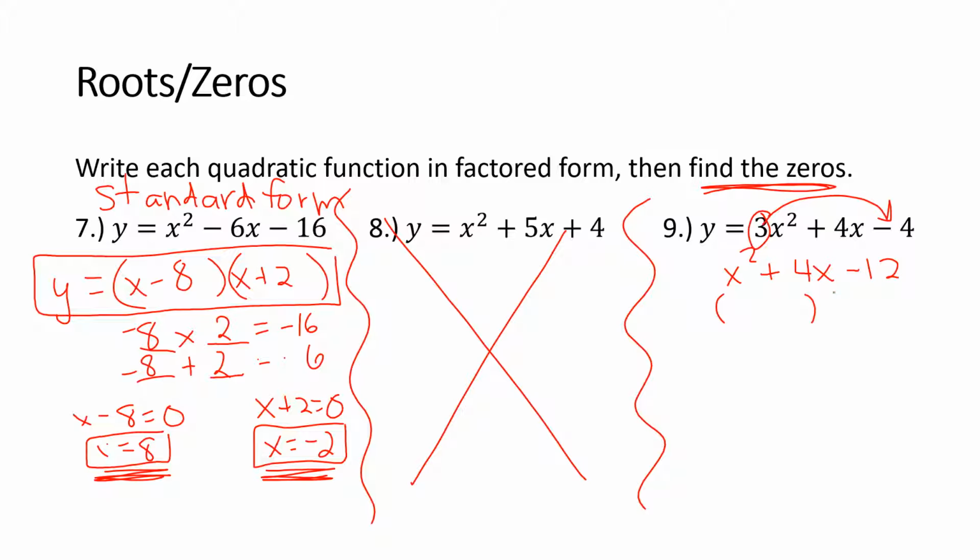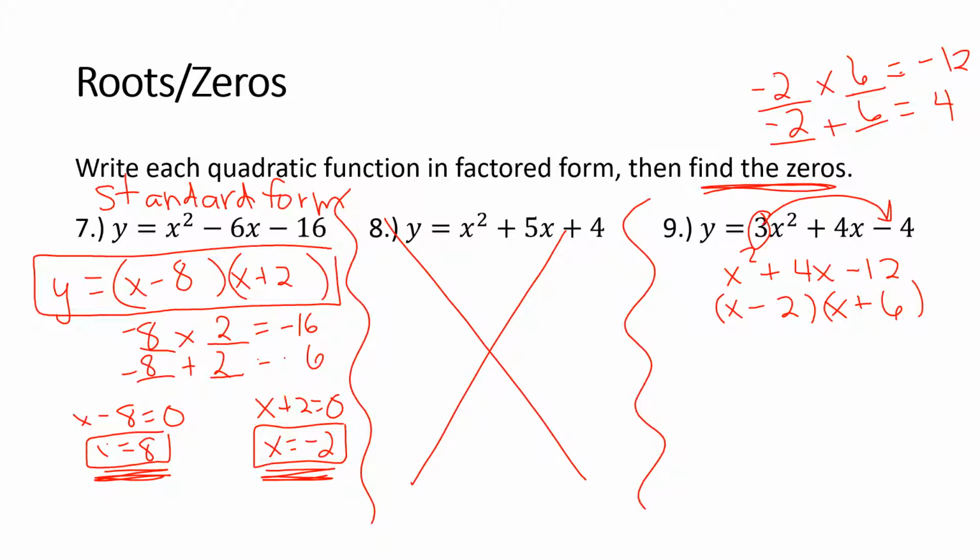So in order to factor this, we've got x and x. We need 2 numbers that multiply to negative 12, and the same 2 numbers need to add up to positive 4. So what 2 numbers multiply to negative 12 and add up to positive 4? That'd be negative 2 and positive 6. Negative 2 times 6 is negative 12, and negative 2 plus 6 is positive 4. So here I would have x minus 2 and x plus 6.